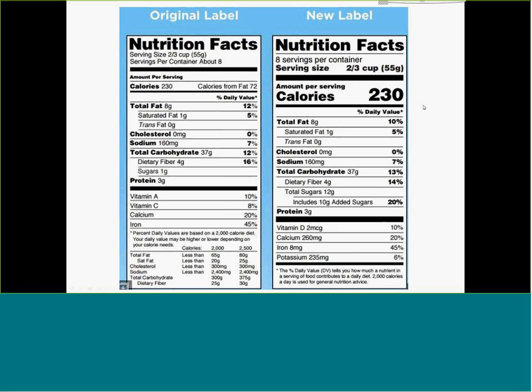Calories are much larger, much more obvious. They also played around with some of the sugars as well. Now, let's see how the food label, the one that we have on our screen, lines up with what my goals are.